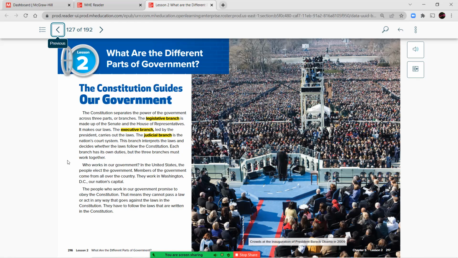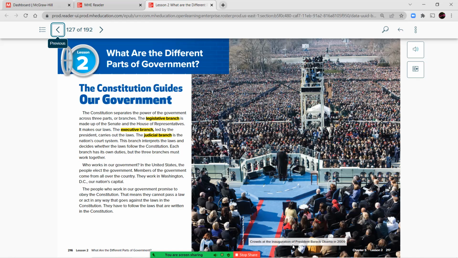Who works in our government? In the United States, the people elect the government. Members of the government come from all over the country. They work in Washington, D.C., our nation's capital. The people who work in our government promise to obey the Constitution. That means they cannot pass a law or act in any way that goes against the laws and the Constitution. They have to follow the laws that are written in the Constitution.